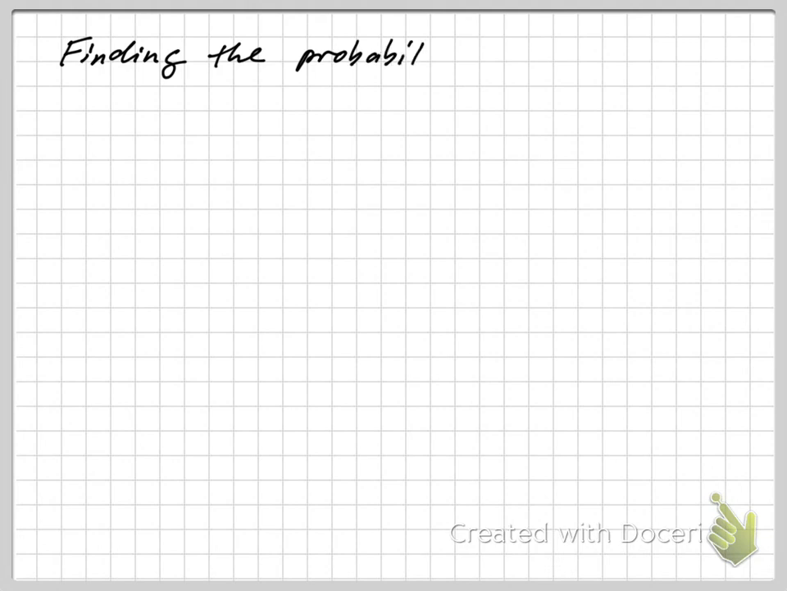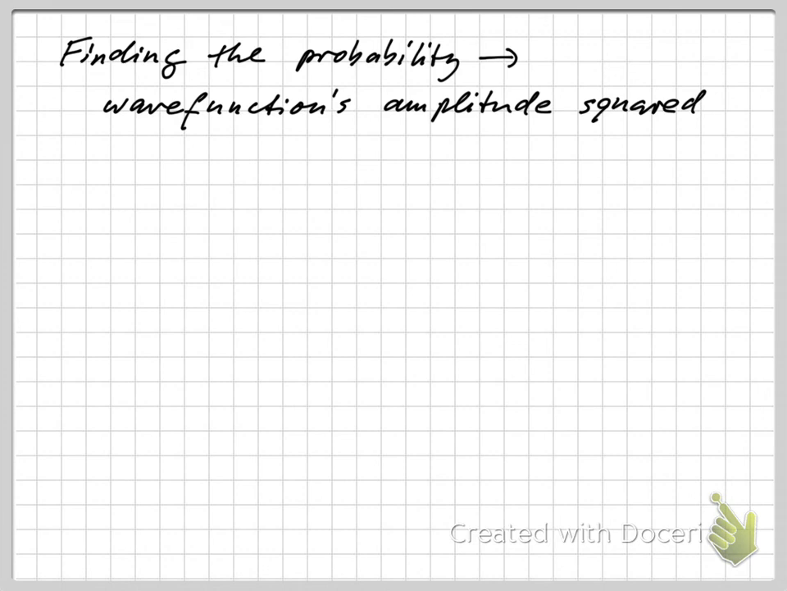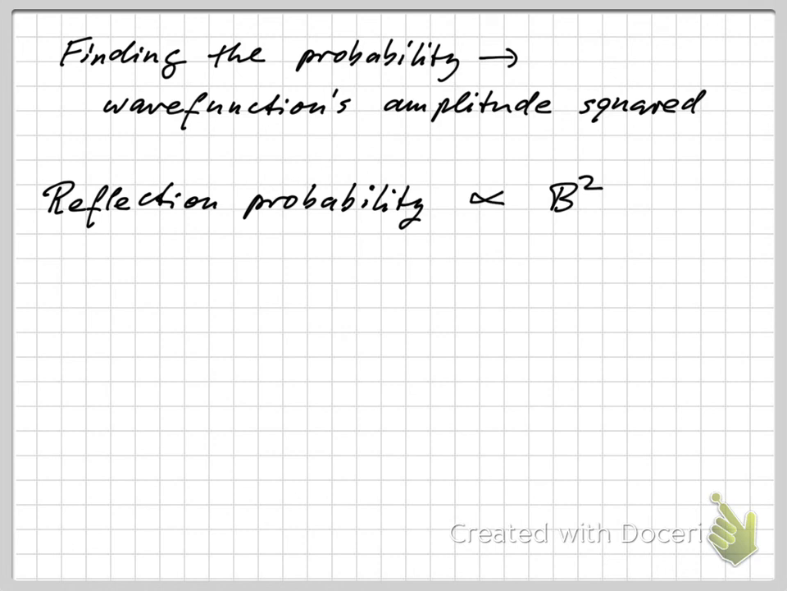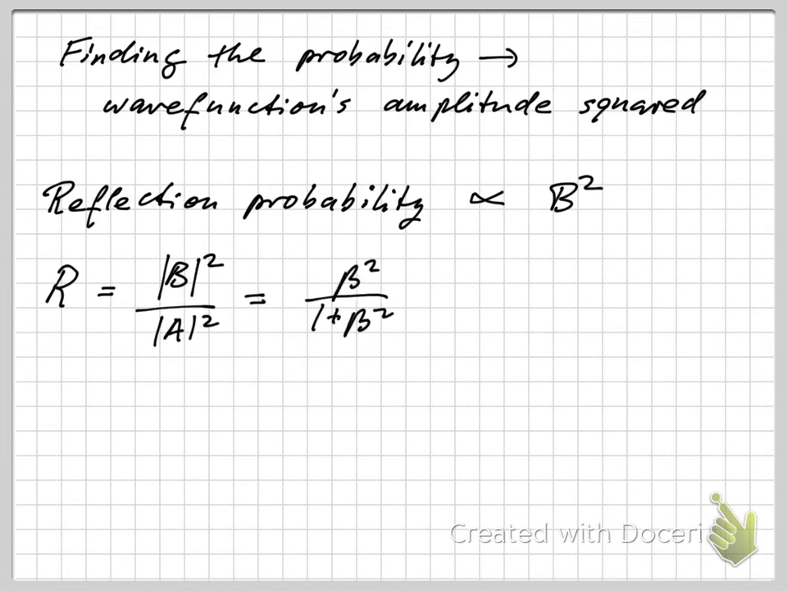Okay, so you kind of see where we're maybe headed. We'd like to know how likely it is that this particle will just go right through, and how likely it is that it would be reflected. But here we have to remember that when we're talking about probabilities, it's always going to be amplitude squared, right? And so the reflection probability is going to be proportional to the absolute value of B squared, okay? And we can actually even go a step further and form this ratio, okay?